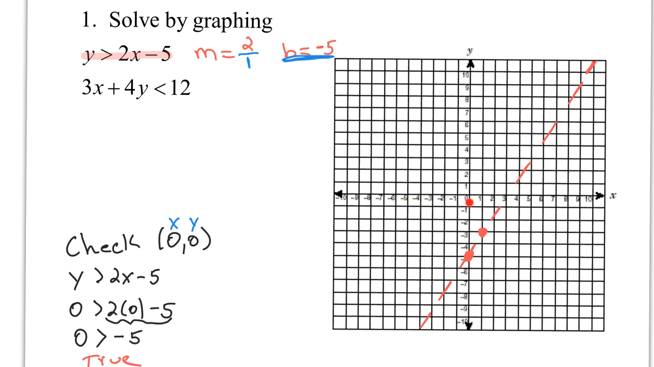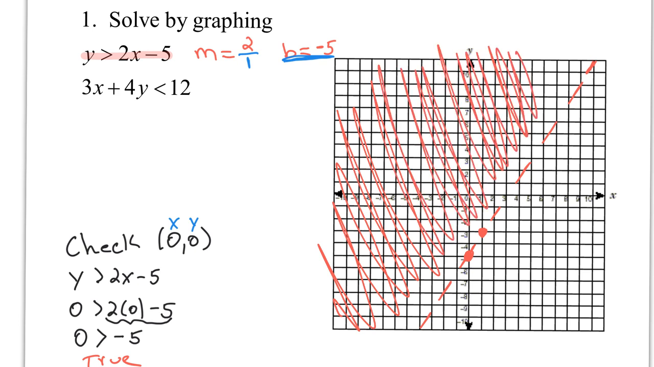Since it's true, once again, let me go back to the origin right here. You are going to shade the top of the line. Here's the origin. The line is right here. So I'm going to shade all of that side. And you do all that right there. And then you are going to graph the second inequality. So this is all my shading here and here.